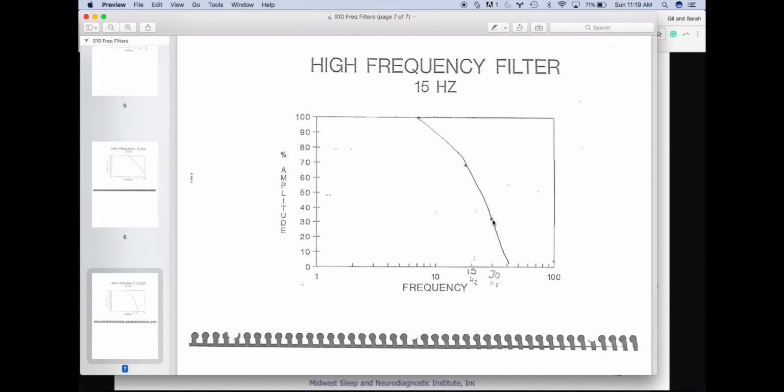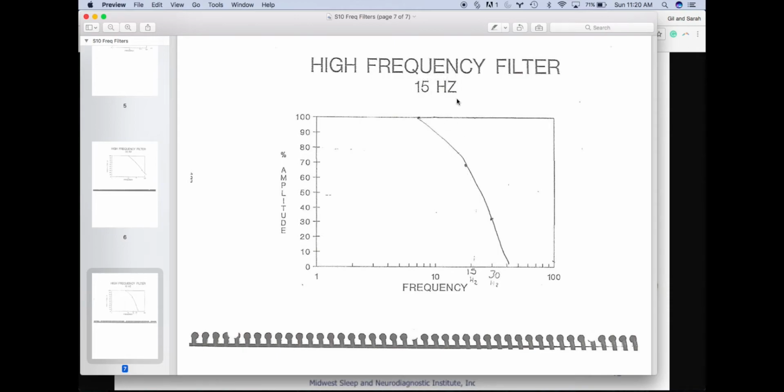Now, the second point is going to be, for 15 hertz, when you double the hertz, you are going to see 70% degradation or attenuation in the amplitude. So what is double the amount of 15? Did I say 30% of 15? No. So let me restate that again.